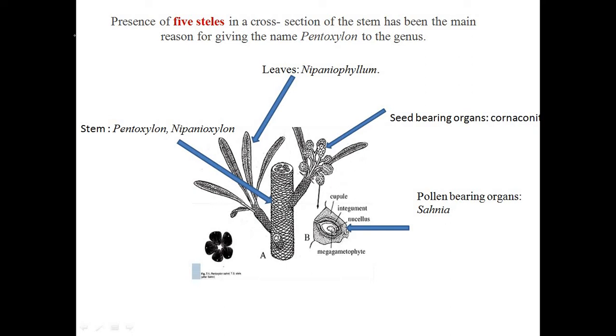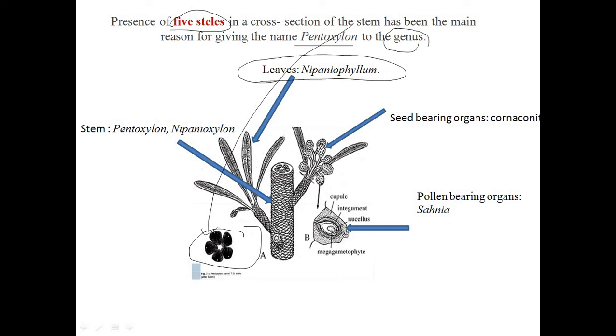So this Pentoxylon, as I have told you, has the presence of 5 steles in the cross section of the stem. You can observe here the 5 steles in the cross section of a stem, and this is the main reason for giving the name Pentoxylon to the genus. This is the reconstructed fossil form, where from this order the leaves are studied under the name Nipaniophyllum, that is the leaf, then the stem under Pentoxylon. Nipaniophyllum, again, because that fossil was observed in Nipania district.